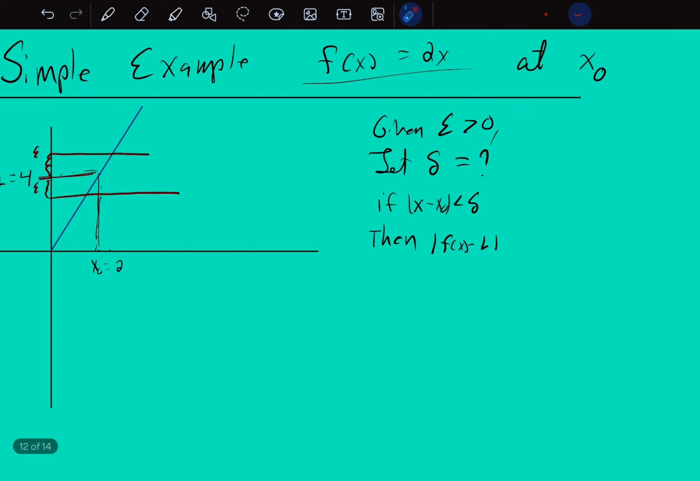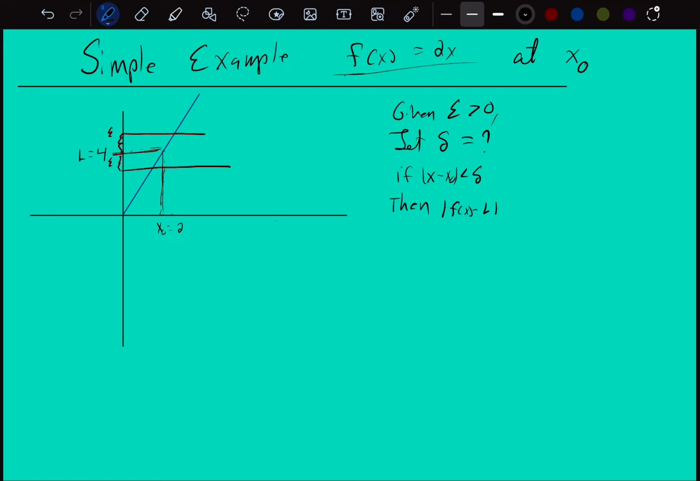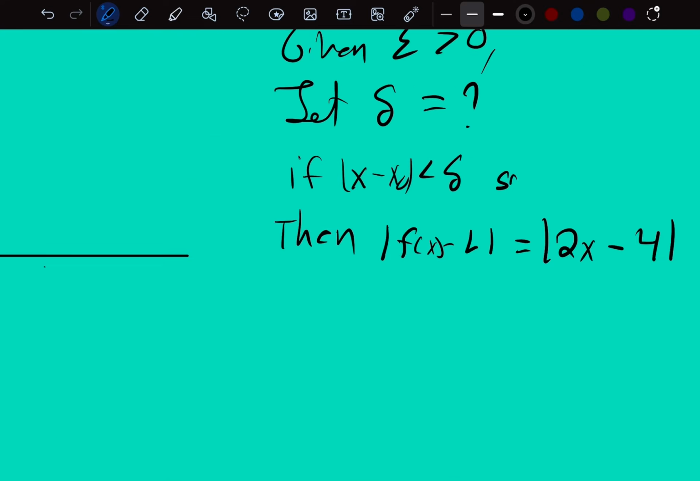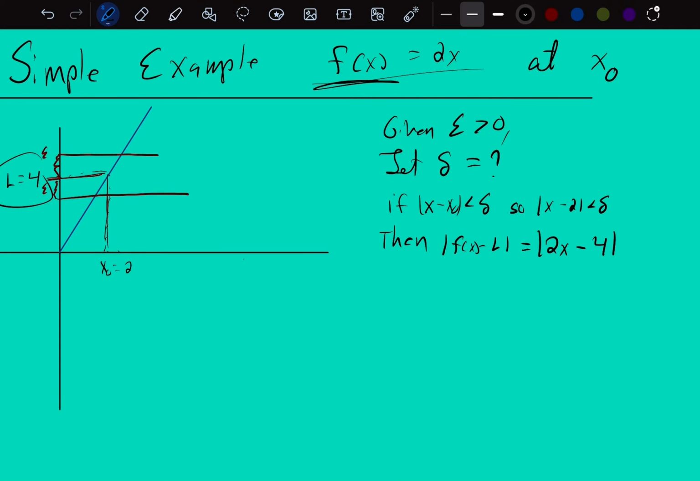But f of x minus L, well, what is that equal to? Let's use our definition of f of x. It is equal to 2x minus our L, which is 4. So 2x minus 4. Our x naught here is 2. So the absolute value of x minus 2 is less than delta, because we defined x not equal to x naught.